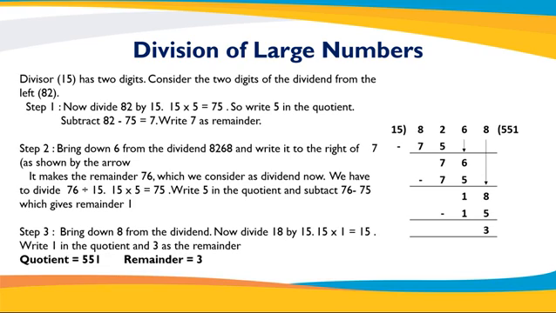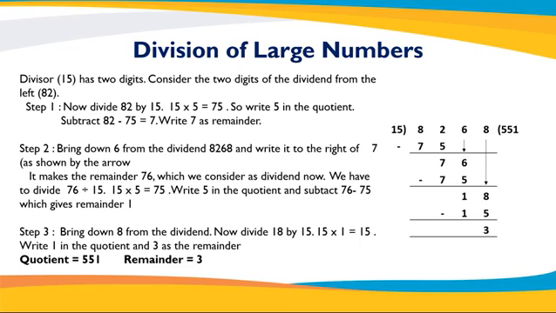Let us now start with division. See the divisor. The divisor has 2 digits. So consider the first 2 digits of the dividend, that is 82. Now divide 82 by 15. 15 into 5 is equal to 75. So write 5 in the quotient. Subtract 82 minus 75, which gives you 7. Write 7 as the remainder.